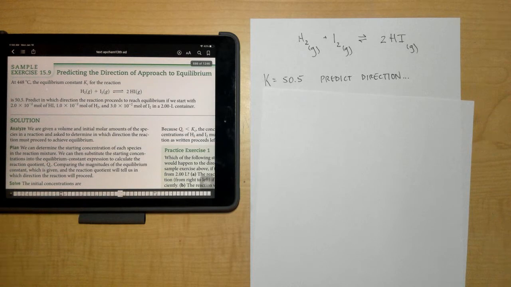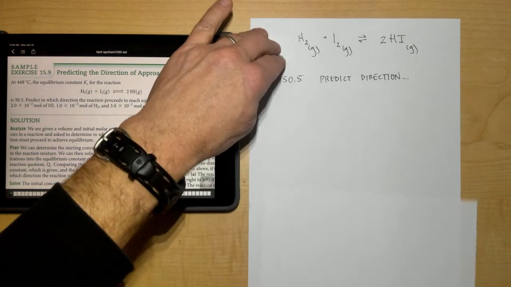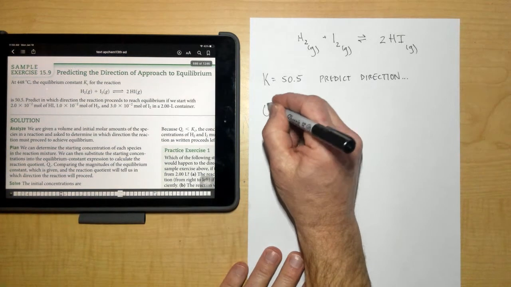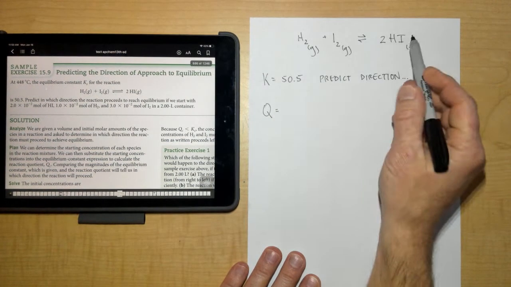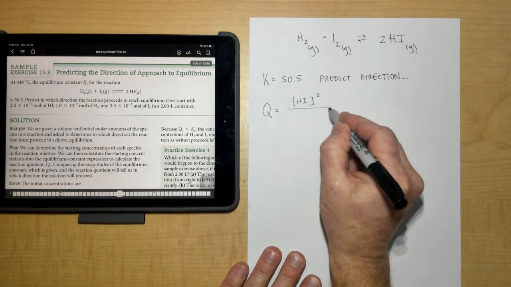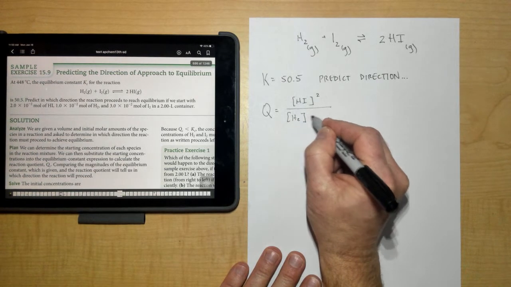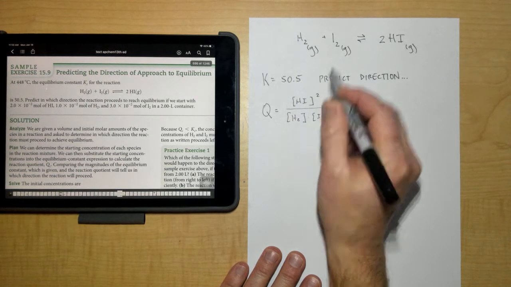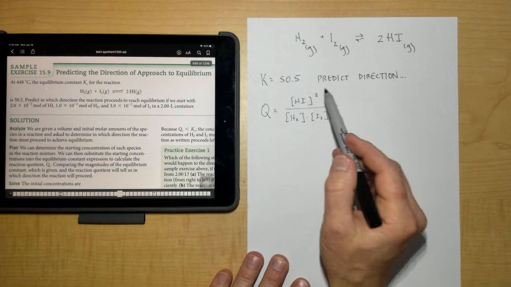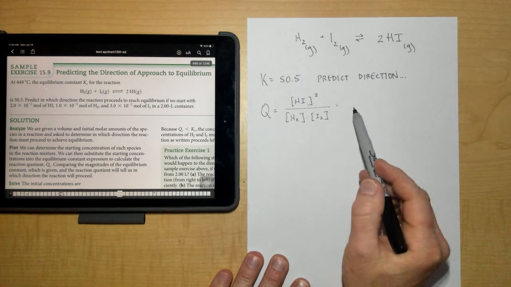Is there too much products? Is there too much reactants? Or are we at K right now? Well, it gives us a bunch of values down here, and I'm going to go ahead and do some of the math, but I'm going to let the book do some of the math for us as well, and you can pull out your calculator and follow along if you want. So the first thing we need to do is write down what the reaction quotient is, and it would be products, HI, to the second power, because there's a 2 right here, divided by reactants, which would be H2 times I2, both to the first power, because there's just 1's in there for the coefficient. And then whatever the concentrations are, we need to plug those in.